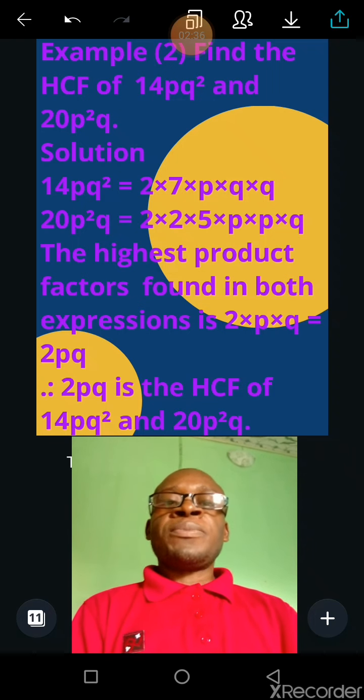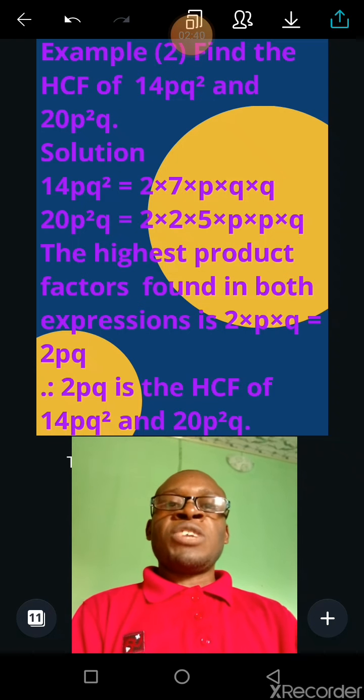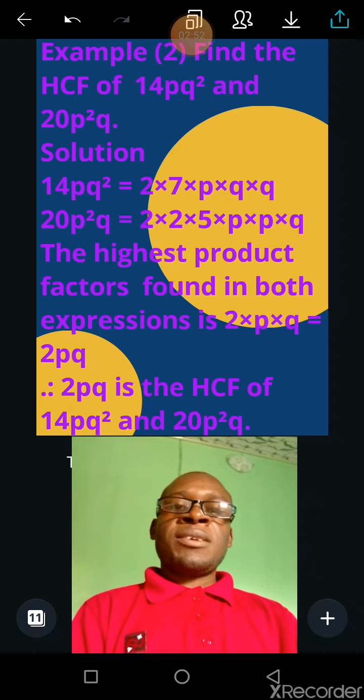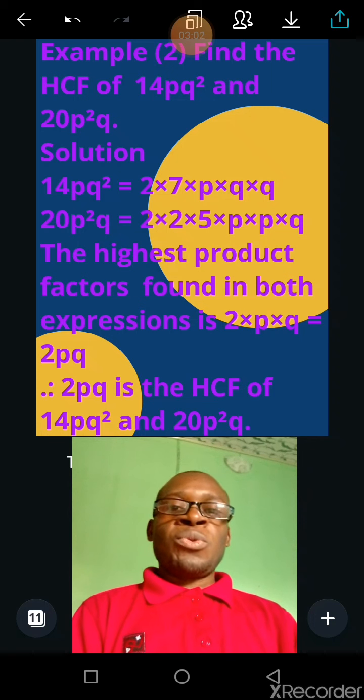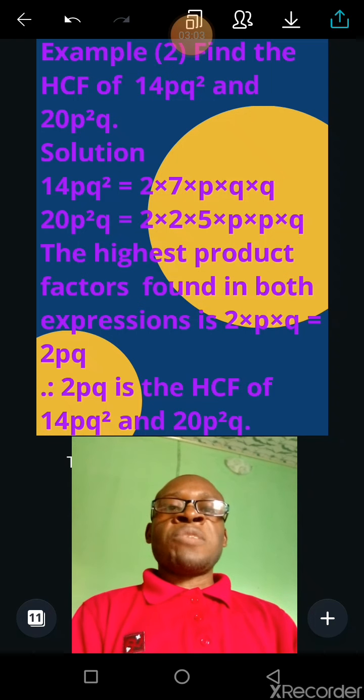Solution. 14pq squared. For us to get the factors of 14pq squared, we need to divide with factors, starting with the least factor. The least factor here is 2. If we divide by 2, we have 7pq squared. We now divide again with 7, we have pq squared. We now divide with p, we have q squared. We now divide with q, we have q. We divide with q, we have 1. So the factors are 2 times 7 times p times q times q.